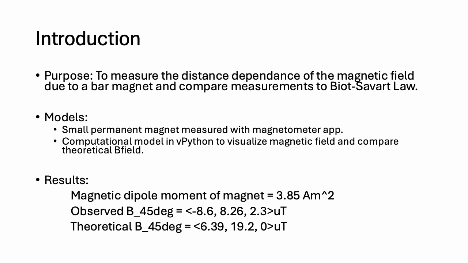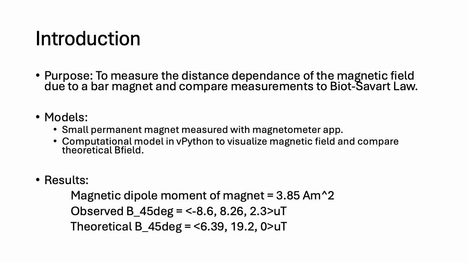The purpose of this lab was to measure the distance dependence of the magnetic field due to a bar magnet and compare those measurements to some theoretical computations with the Biot-Savart law. To do this, we used two models. The first was an experiment with a small permanent magnet measured with a magnetometer app, and then we used a computational model in Python to visualize the magnetic field and also compare it to some theoretical values.